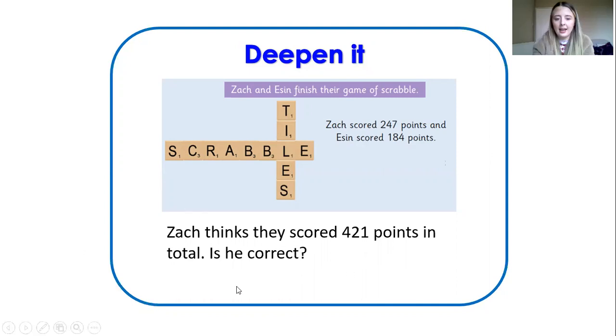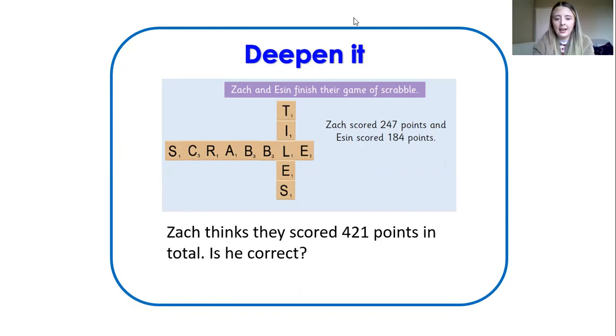He wants to work out how many they scored in total. So you need to work that out in column addition. And then you need to tell me if 421 is the correct answer. If it's not, what has Zach done wrong? And what is the correct answer? Okay, so I want you to let me know that.